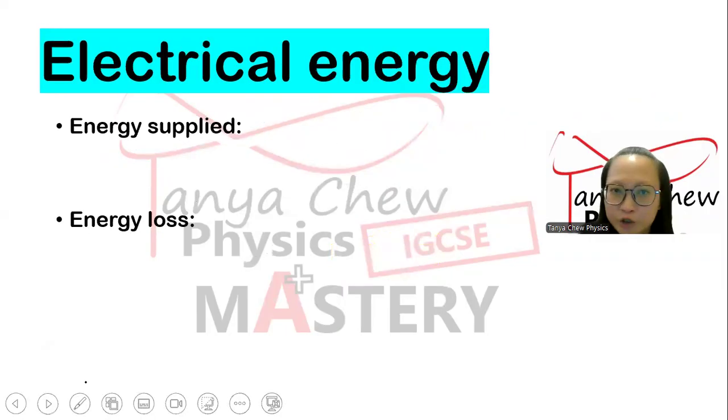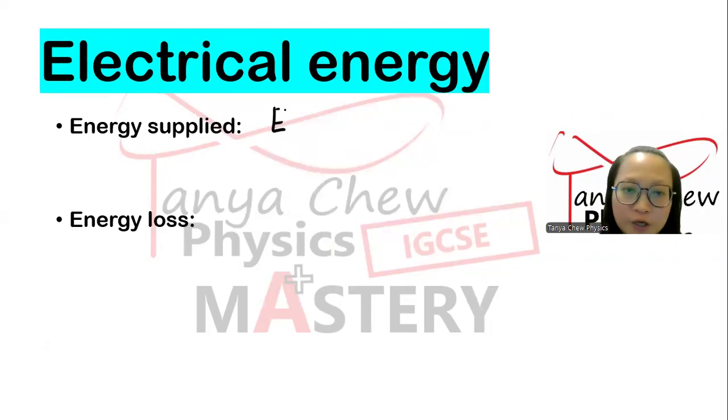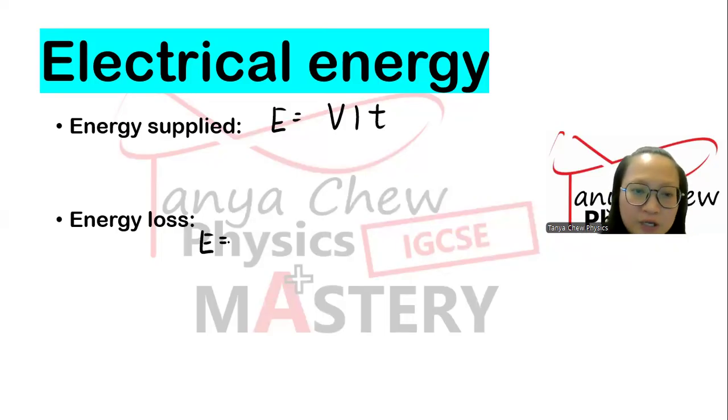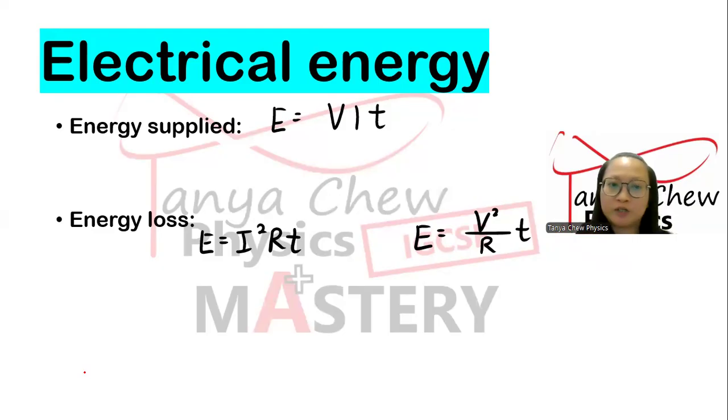Now, electrical energy. I split it into two parts in order to make your life easier for your calculation. If you see energy supply, normally this is the equation that we use: E equals VIT. Energy loss, normally we use E equals I squared RT or E equals V squared over R times T. It doesn't matter which equation you use. Make sure that you have enough information before you use one. If you have enough information, you can use the first one. If you lack information, maybe you should consider using the second or the third one.